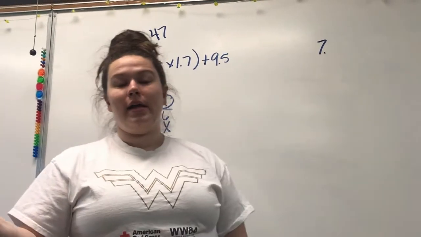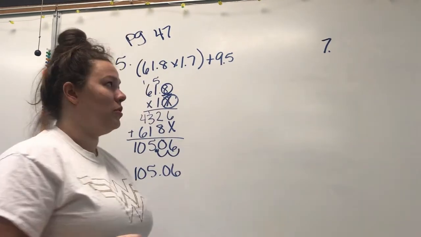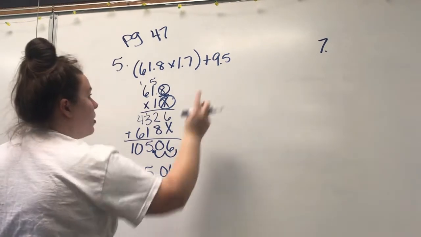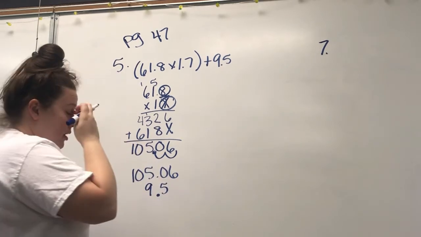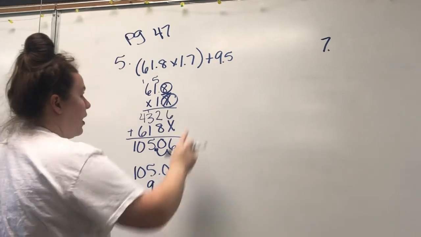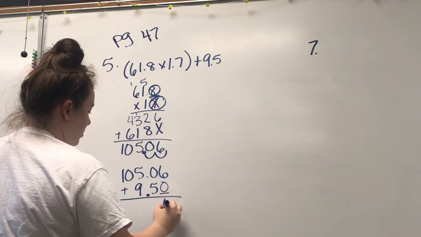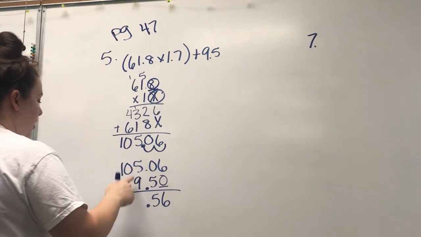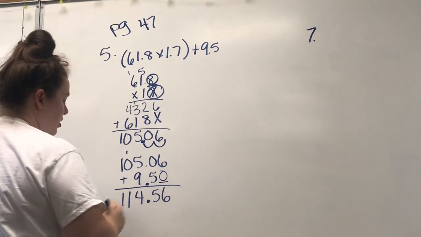Now, I need to go back to my original problem and I need to add this 9.5. What's the rule when we're adding and subtracting decimals? We have to align our decimals. So, align my decimal, here's my decimal. There's a number in front of it, there's a number behind it. 9 and 5. And what was the other rule? We have to fill in blanks with zeros. Okay, it is an addition problem. 6 plus nothing, 5 plus nothing. Bring down your decimal. 5 plus 9, 1 plus nothing, 1 plus nothing. Woohoo!